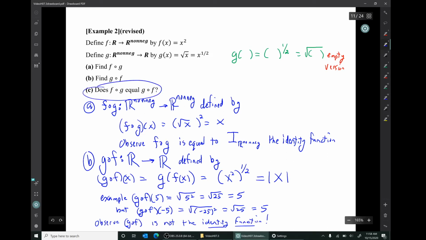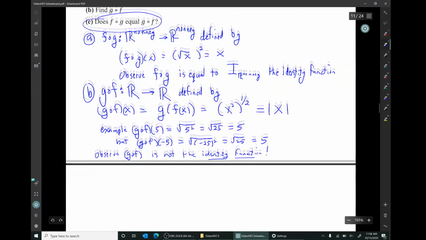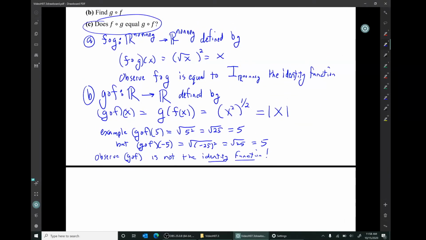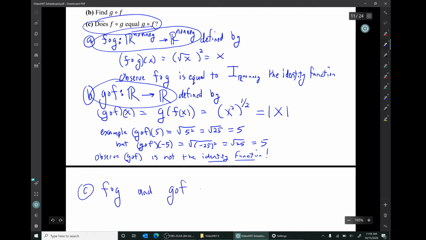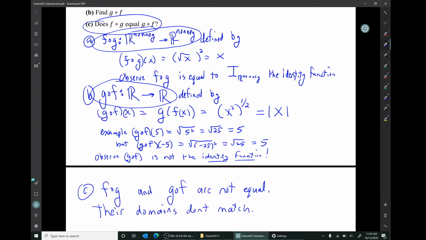Let's answer question C on the next page. Does f circle g equal G circle F? Well, the quick answer is no, they cannot be equal. f circle g is a map from the non-negative real numbers to the non-negative real numbers. G circle f is a map from the real numbers to the real numbers. So they don't even have the same domains and codomains, so they can't be equal. So the fast answer is those functions are not equal because their domains don't match. But we can give some examples that make this even clearer.